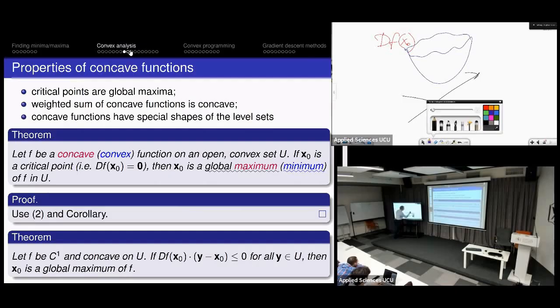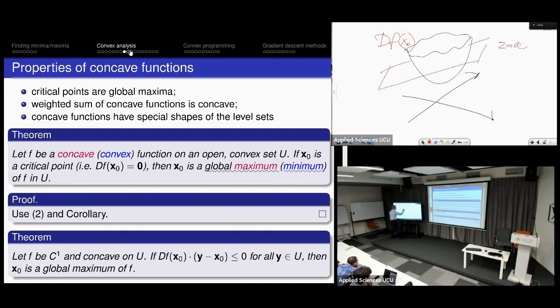and take the constant level of this function, say we fix z equal to a, so we have a plane which... so here is the level set. Level set on the x1, x2 plane will be something like that. Okay.